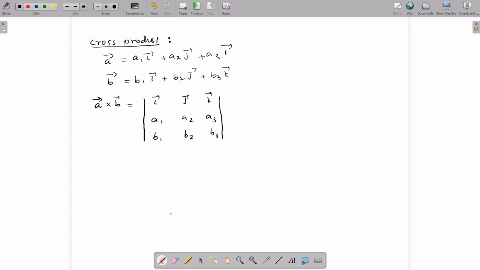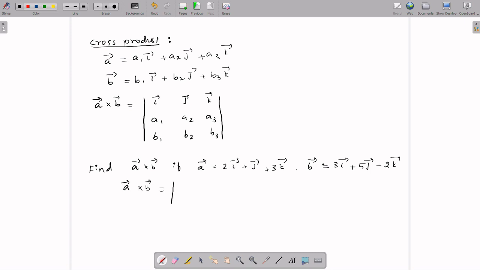The problem is to find A vector cross B vector, where A vector is equal to 2i vector plus j vector plus 3k vector, and B vector is given as 3i vector plus 5j vector minus 2k vector. So we have to find the cross product of A vector and B vector. Now you write A vector cross B vector is equal to the determinant.